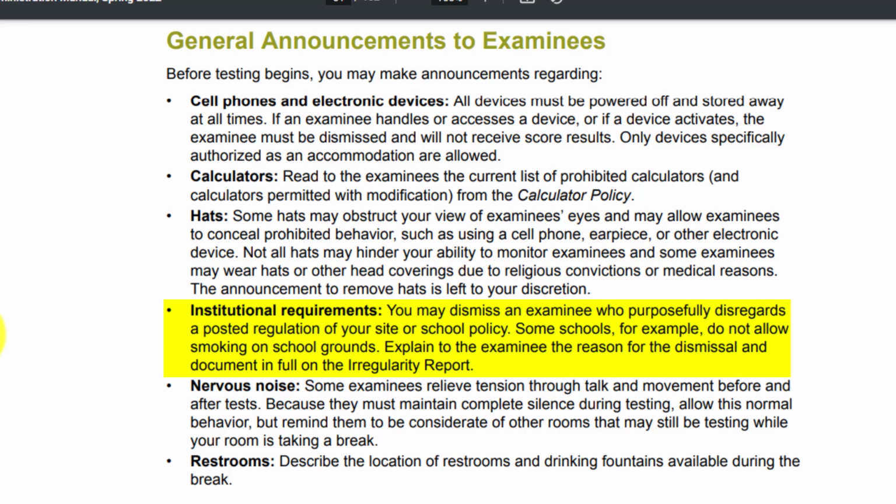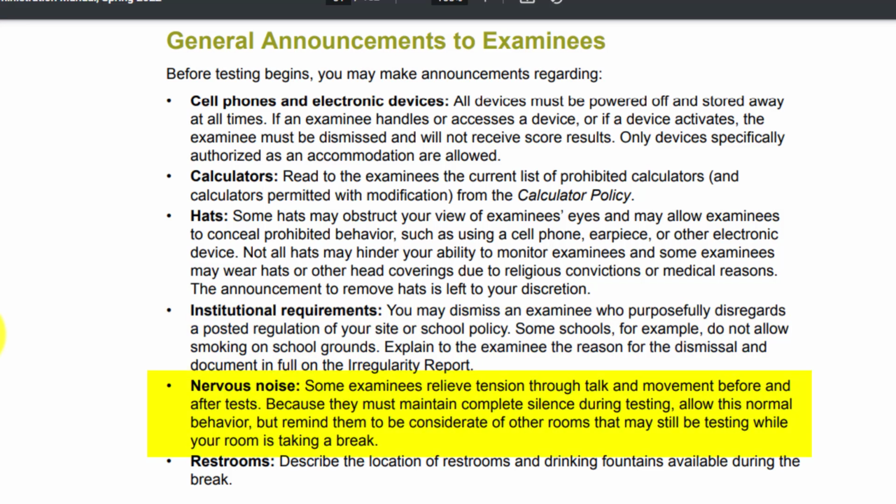Institutional requirements. You may dismiss an examinee who purposely disregards a posted regulation of your site or school policy. Some schools, for example, do not allow smoking on school grounds. Explain to the examinee the reason for the dismissal and document in full on the irregularity report.